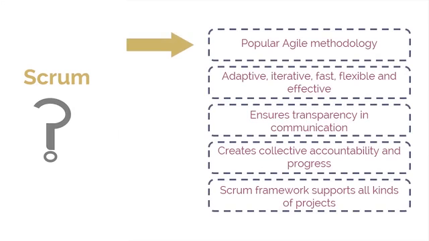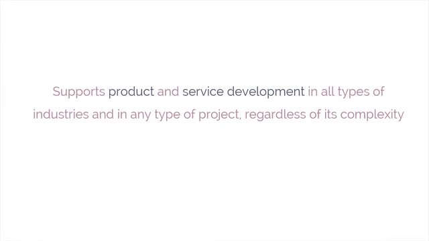So what is Scrum? Scrum is one of the most popular agile frameworks. It is an adaptive, iterative, fast, flexible, and effective methodology designed to deliver significant value quickly and throughout a project. Scrum ensures transparency in communication and creates an environment of collective accountability and continuous progress. The Scrum framework, as defined in the SBOK guide, is structured in such a way that it supports product and service development in all types of industries and in any type of project, irrespective of its complexity.